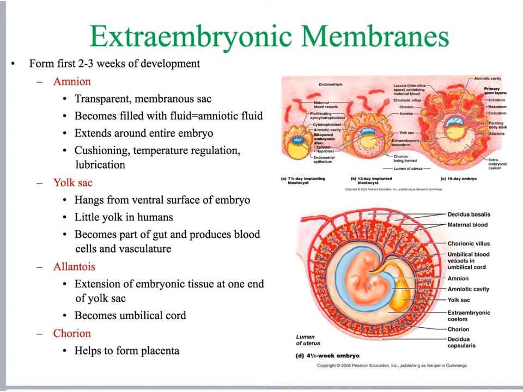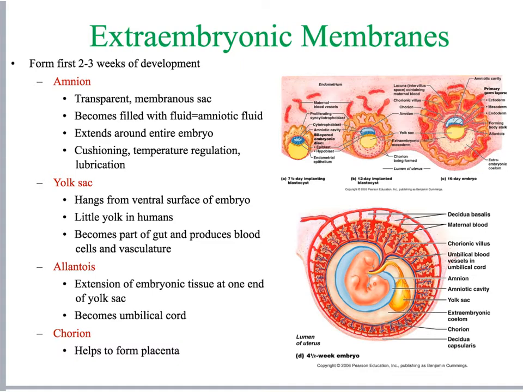Now, we just talked about how we begin the process of organogenesis and neurulation, the formation of our brain and spinal cord, and some of our vertebrae and back muscles, how they're the first things to really form in a primitive way. We also have several extraembryonic membranes that form in the first 2 to 3 weeks of development. These are happening at the same time that we're forming our organs and our neural structures.